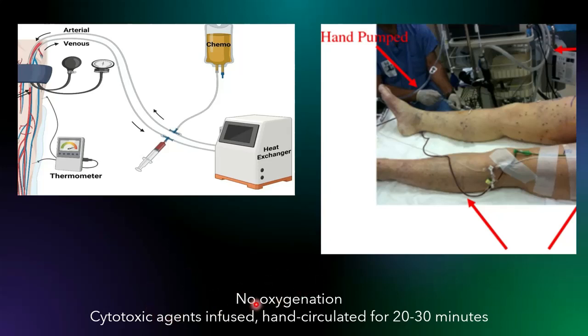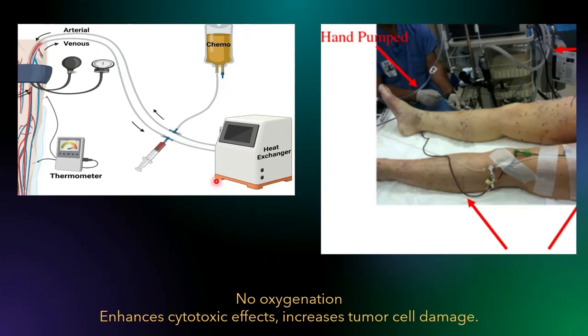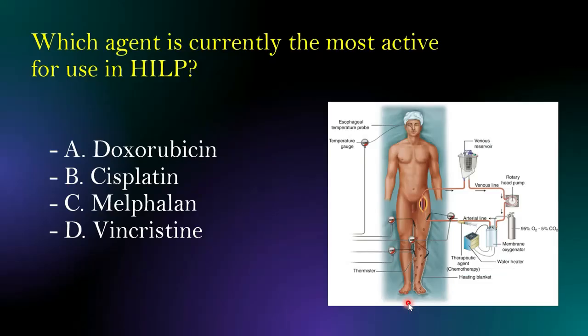No oxygenation. What is the advantage of no oxygenation? Does it mean that this is less useful? No. Due to the hypoxic atmosphere, due to no oxygenation, it enhances the cytotoxic effects of the chemotherapy and increases the tumor cell damage. Now, which agent is currently the most actively used for limb perfusion? Already said, melphalan. Melphalan is the most commonly used.